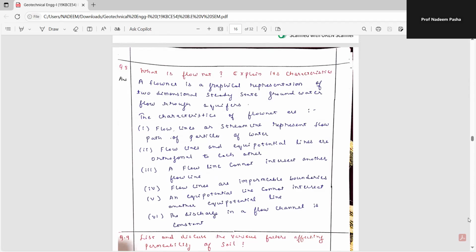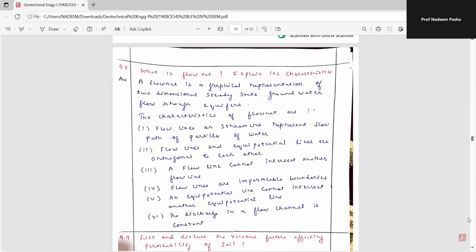So, what is flow line? We will understand the characteristics of flow line. It is a graphical representation of two-dimensional steady-state groundwater flow through aquifers.